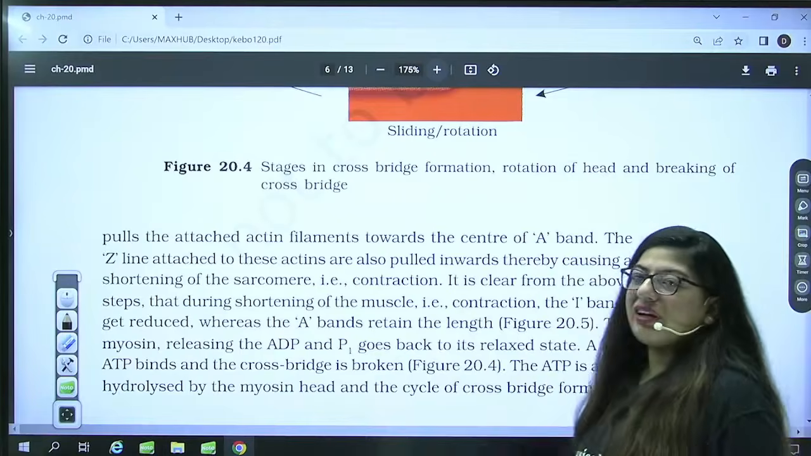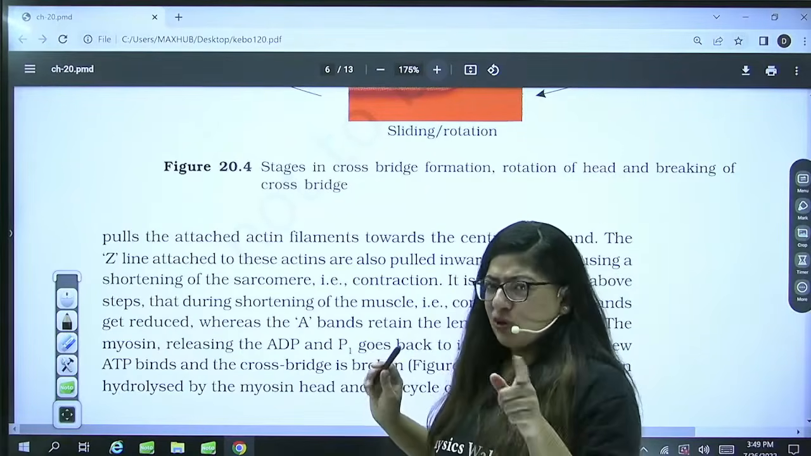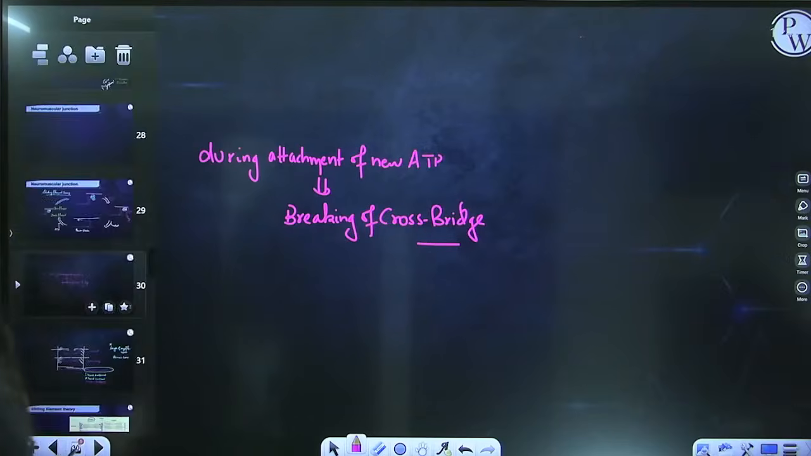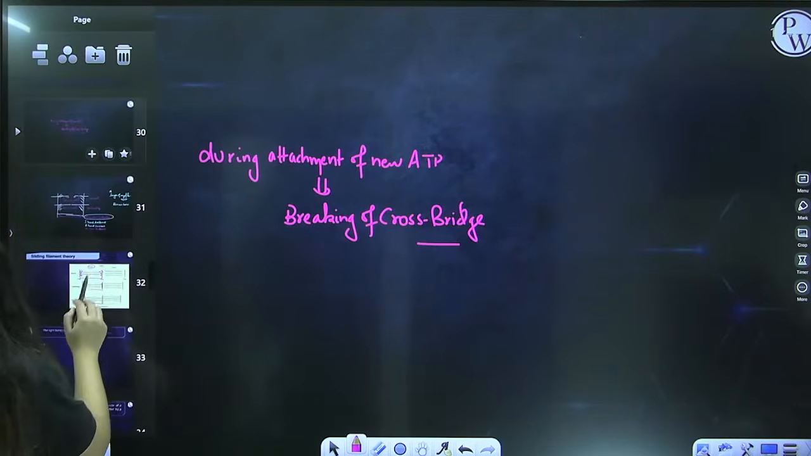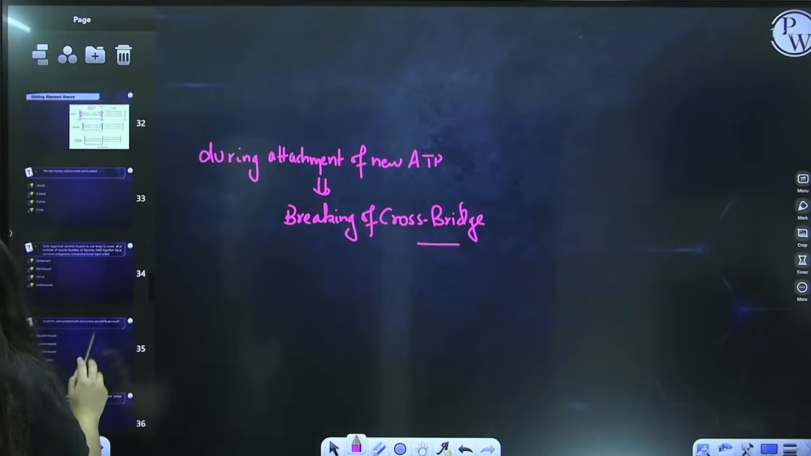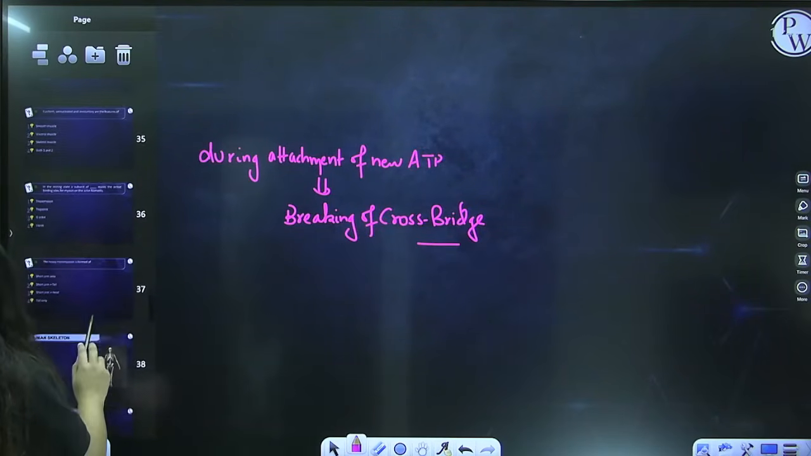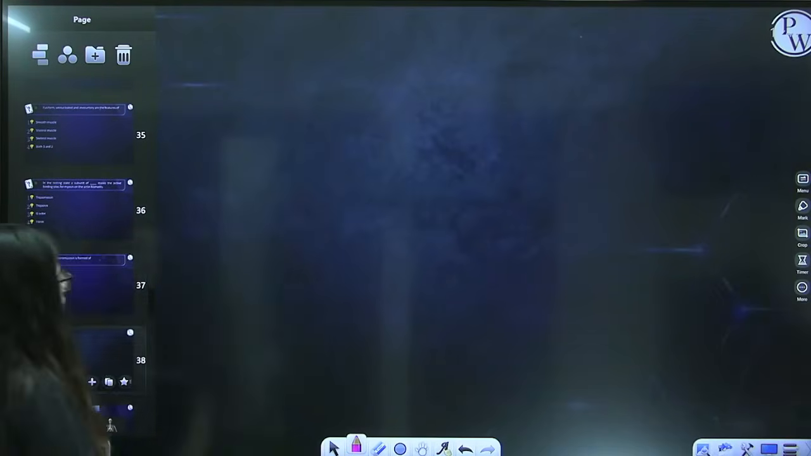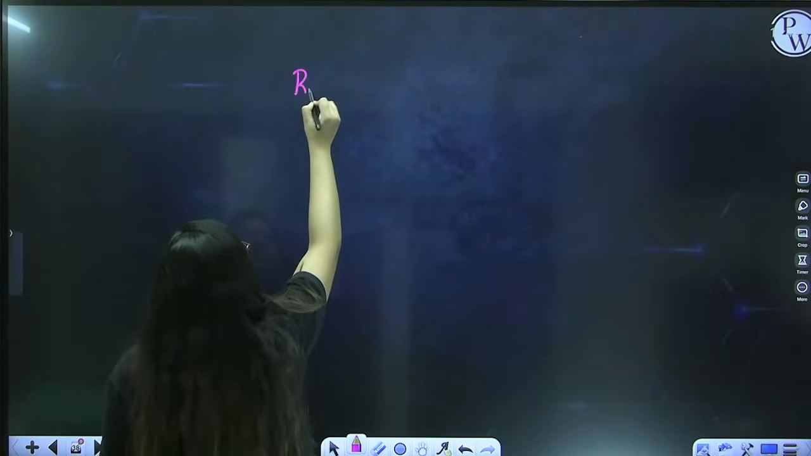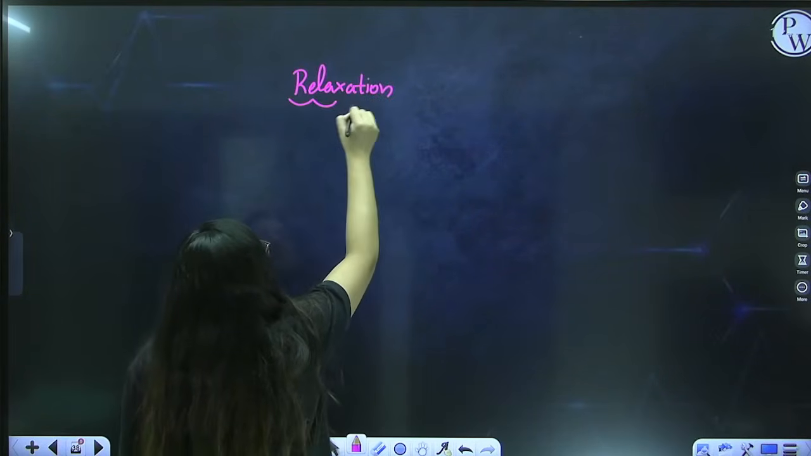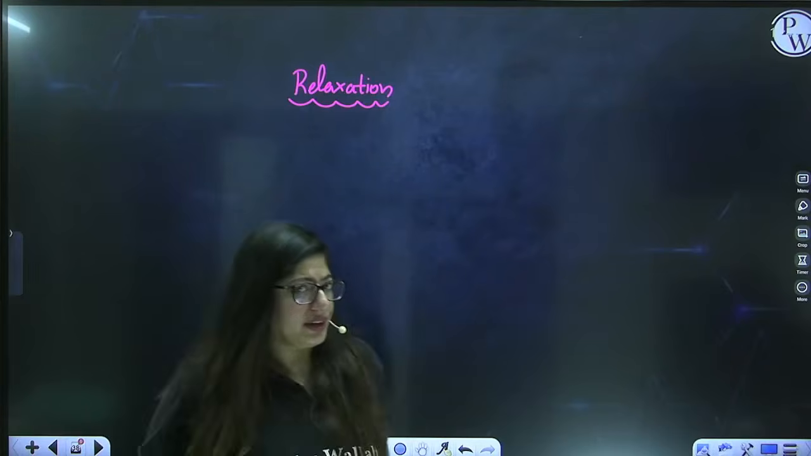Now, what about relaxation? Do not read the next lines because that's about relaxation. So let's get started with the relaxation part, guys. Contraction, okay, you know about contraction now. What about relaxation? How does relaxation take place? Just opposite to contraction. So if you remember, how did the contraction start?